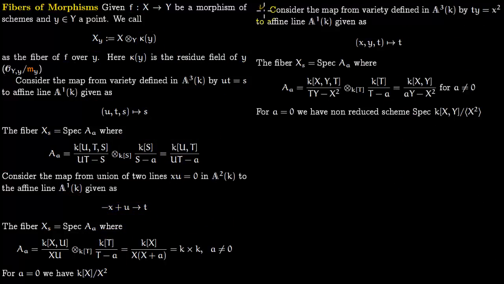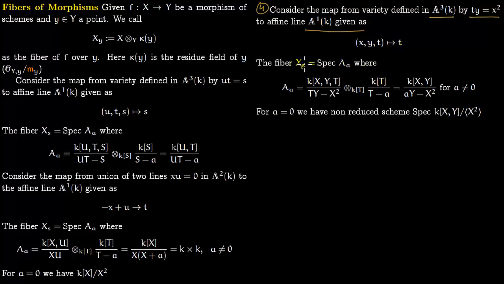So our fourth example, this is from Hartshorne. You can see a nice picture corresponding to this in Hartshorne. So in A^3_k, in three-dimensional space, you have a variety defined by ty equals x square. And then you project it to the affine line. The projection is given as (x, y, t), and then you project to the third coordinate.